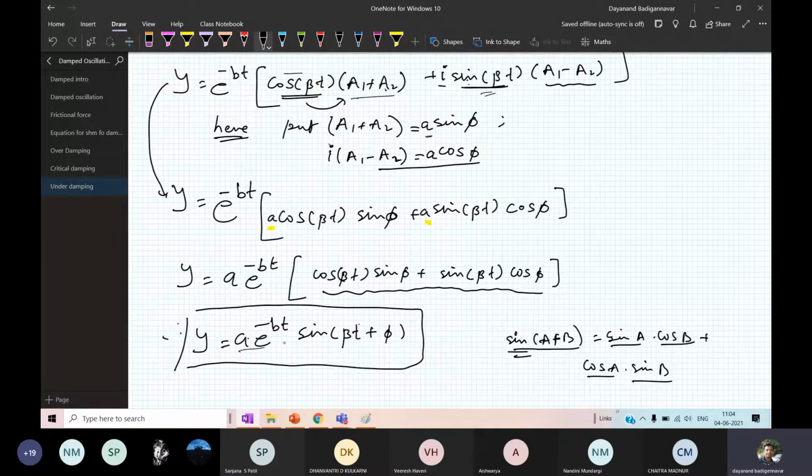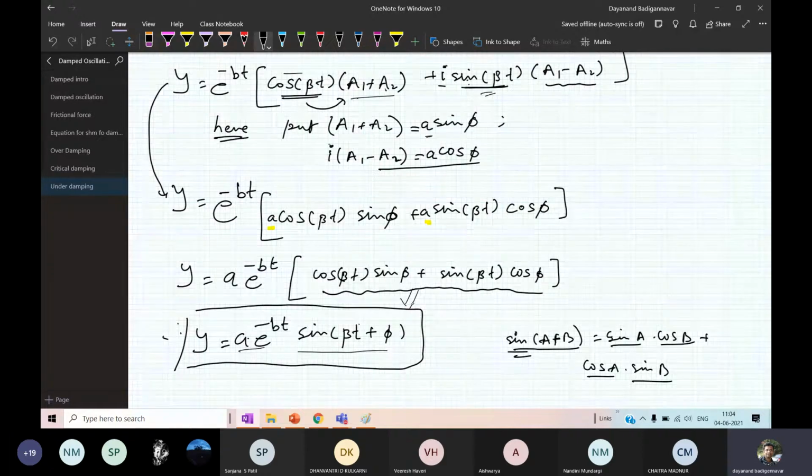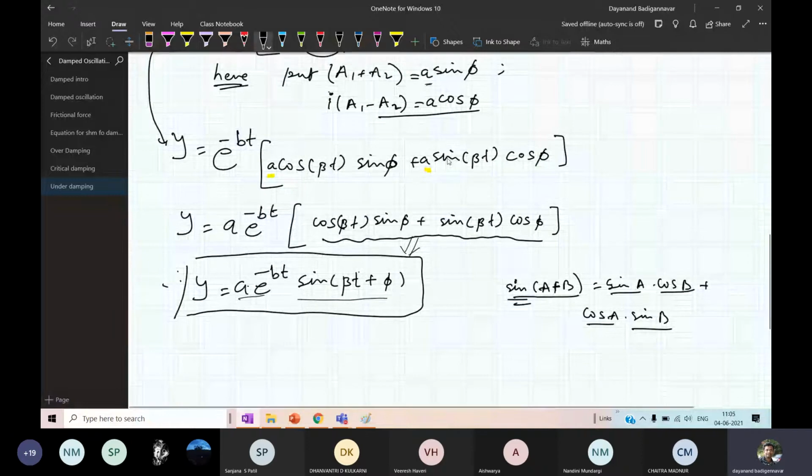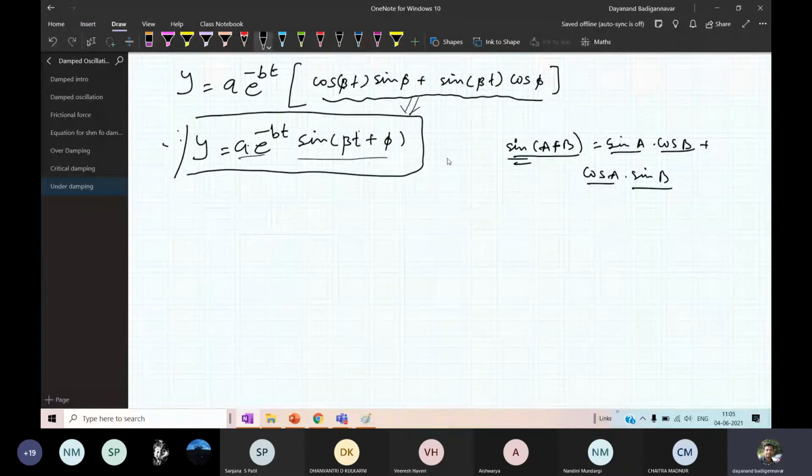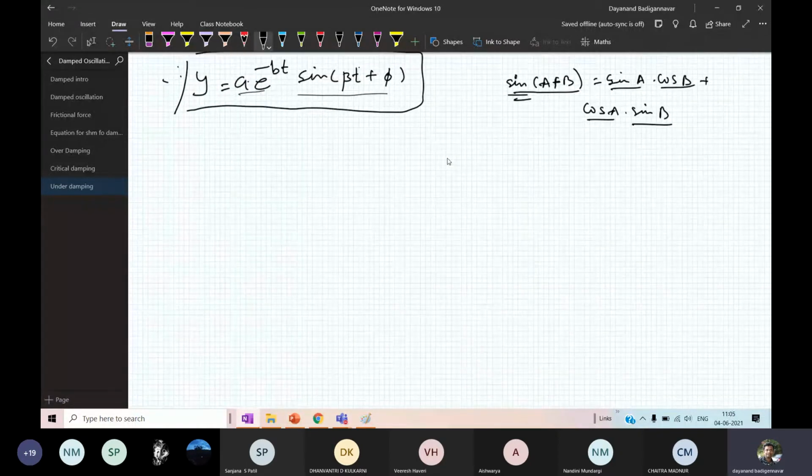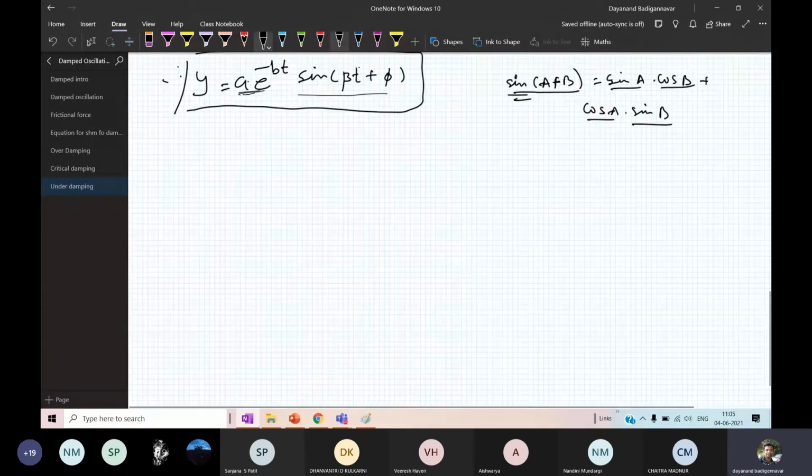Why? Because I have squeezed it like this. I have rearranged it. So this is the equation you get for the amplitude of an oscillation where there is less damping, under damping. What is the meaning of this? If you look at this term, it actually consists of two terms. This is the first term and the sine beta t is the second term.